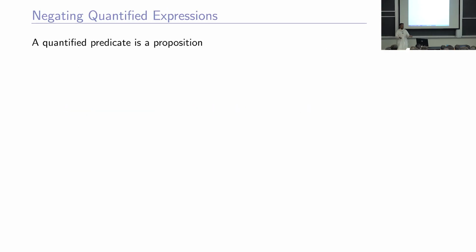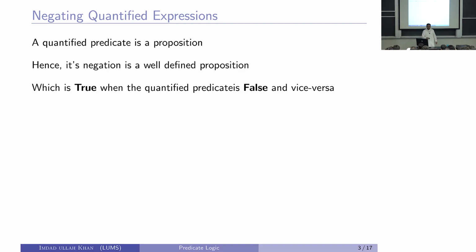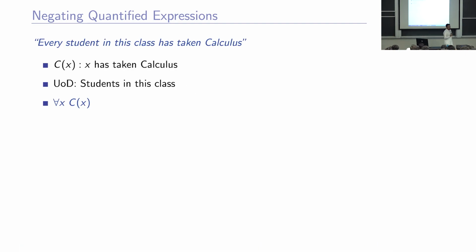It's nothing fancy, exactly the same negation. But now these are specially constructed propositions. A quantified predicate is a proposition, hence its negation is also a proposition, right? And the negation is exactly that proposition which is true if and only if the original proposition is false, and it is false when the original proposition is true. That's exactly the same thing.